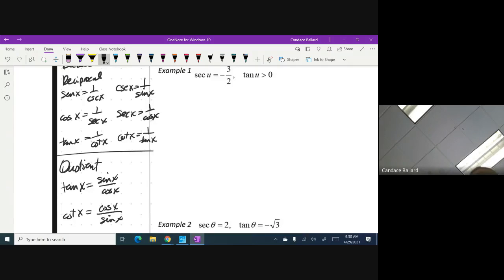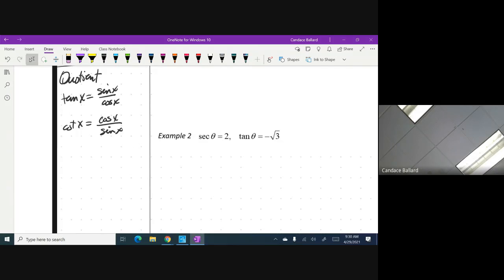Okay, the last set are called the Pythagoreans. The Pythagoreans are going to be something squared plus something squared equals something squared, right? I'm not spelling Pythagorean right. There we go, Pythagorean. This is where we have sine squared x plus cosine squared x equals 1.